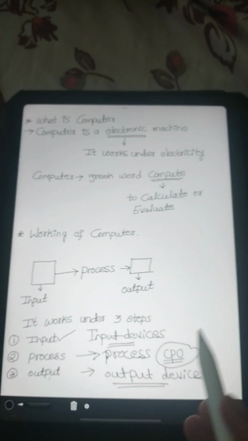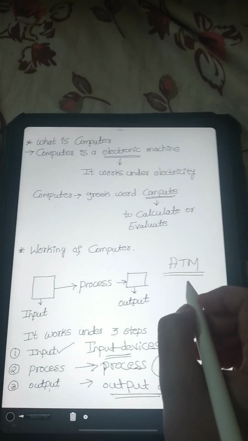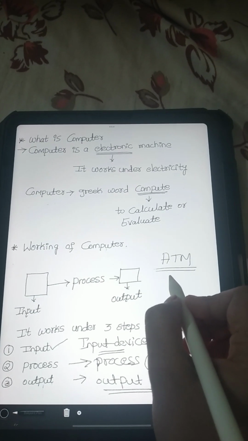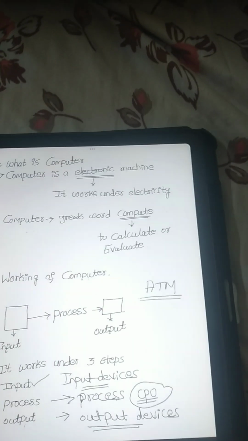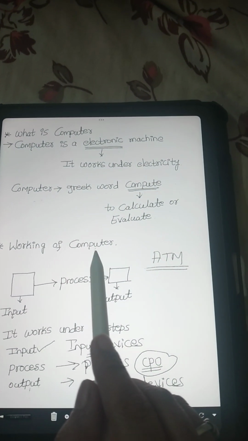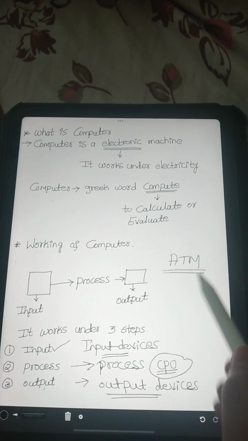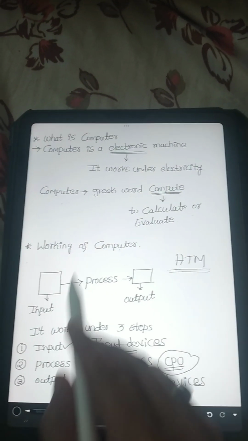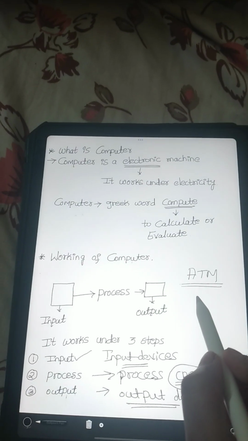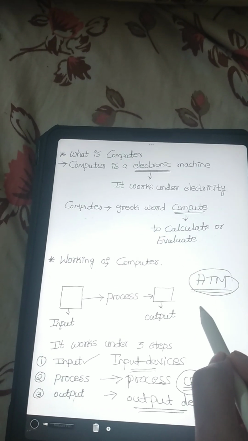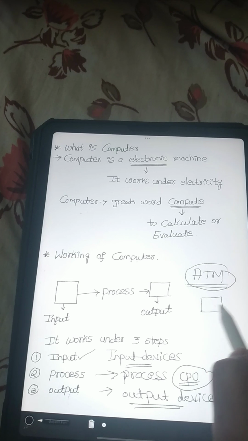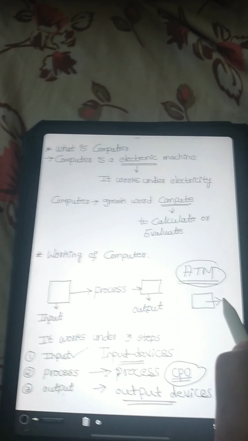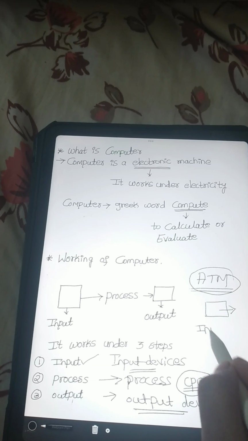I will give an example of an ATM. We all know what an ATM is. We go to deposit or withdraw money. The best example of the working of a computer from daily life is the ATM. The first step in the working of a computer is input. We take an ATM card and insert it into the ATM machine. That is called input.